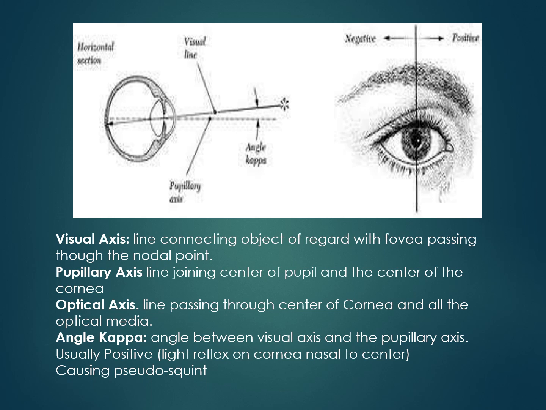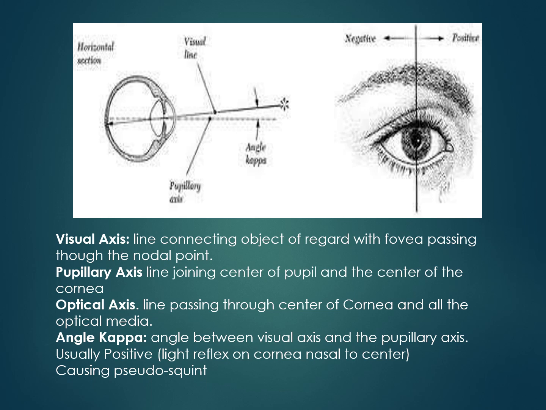Pseudosquint is all about angle kappa, and in order to understand angle kappa, one must know various angles and various axes of the eye. So, what is visual axis? Visual axis is a line connecting the object of regard with the fovea, and it passes through the nodal point of the eye, which lies in the posterior part of the lens.